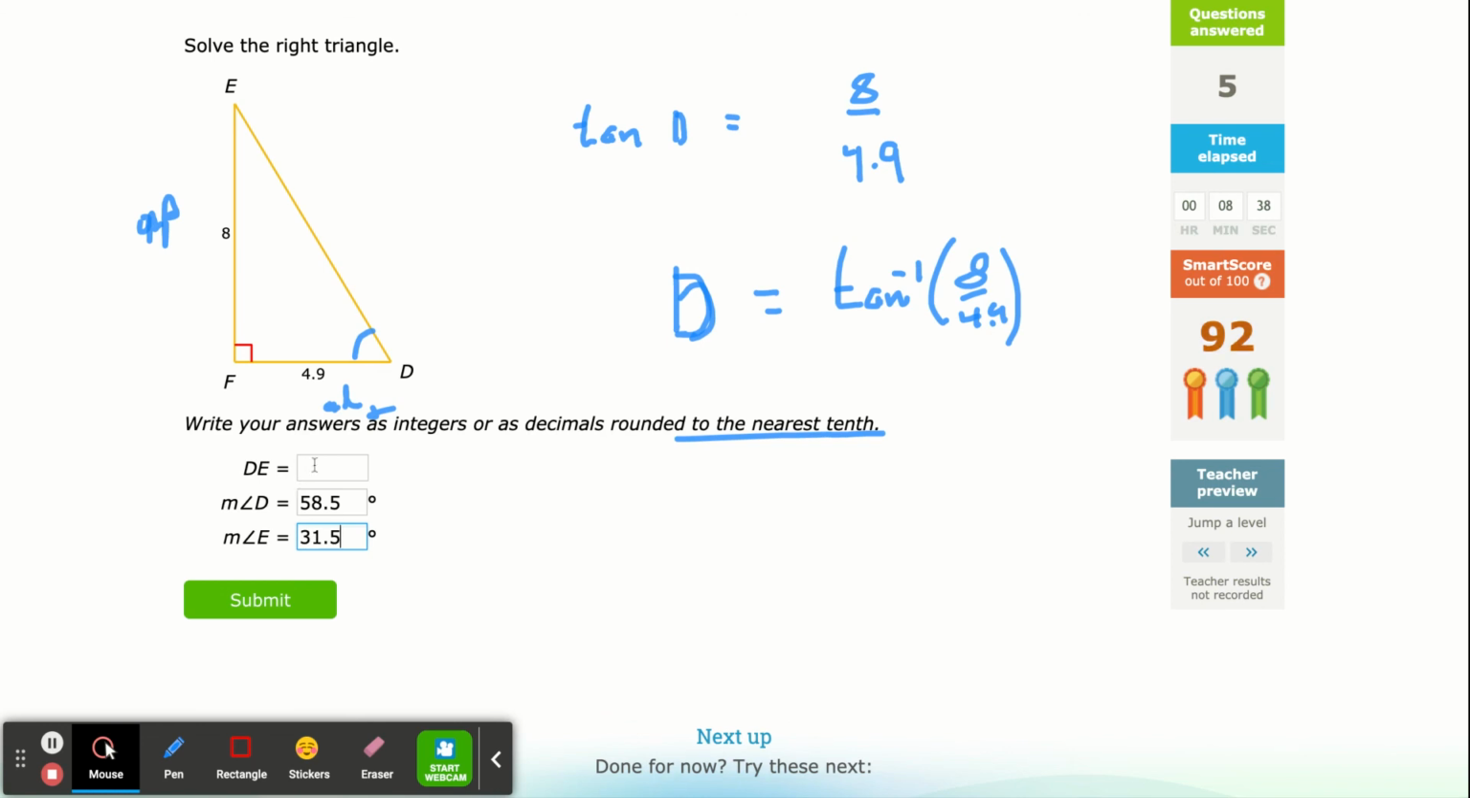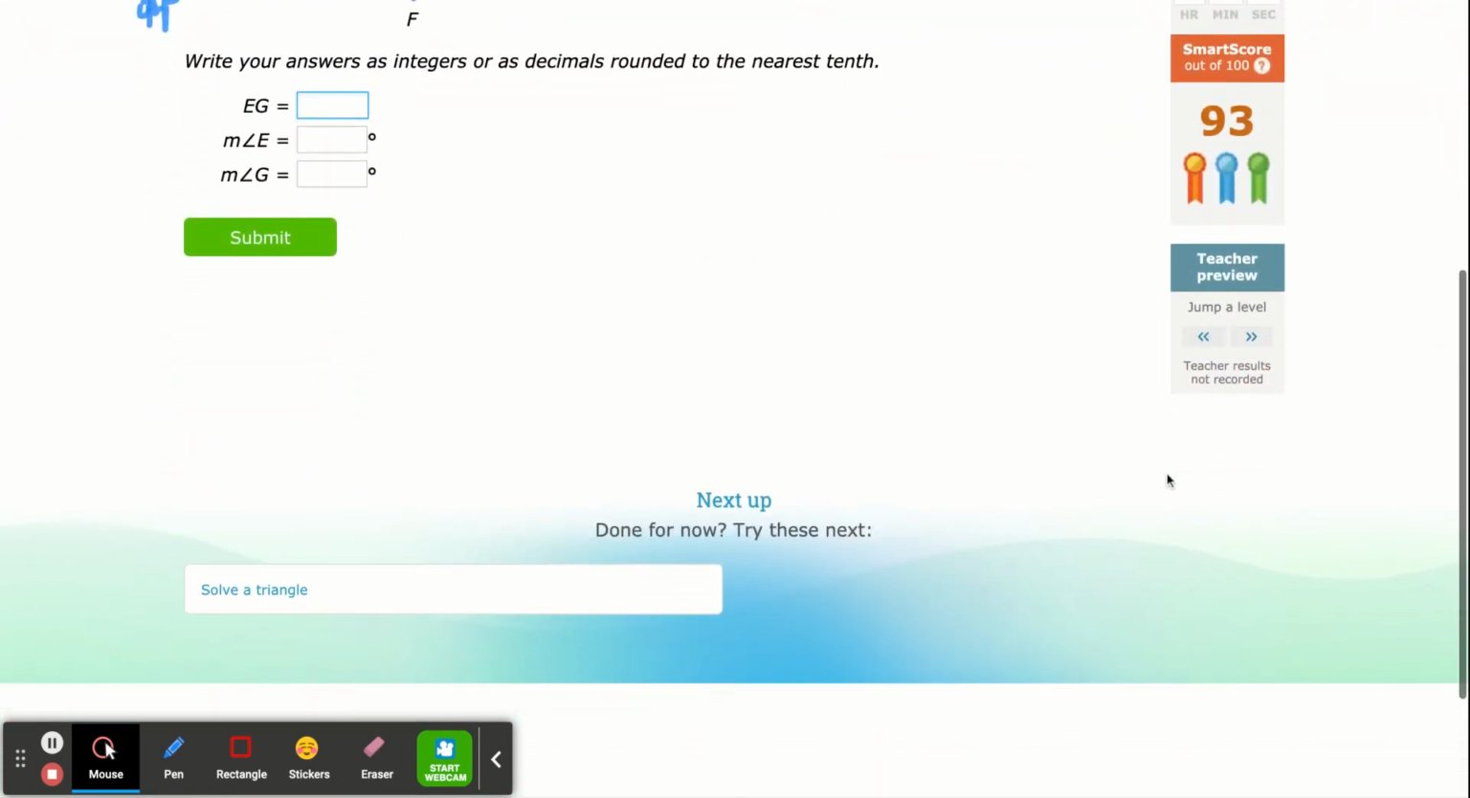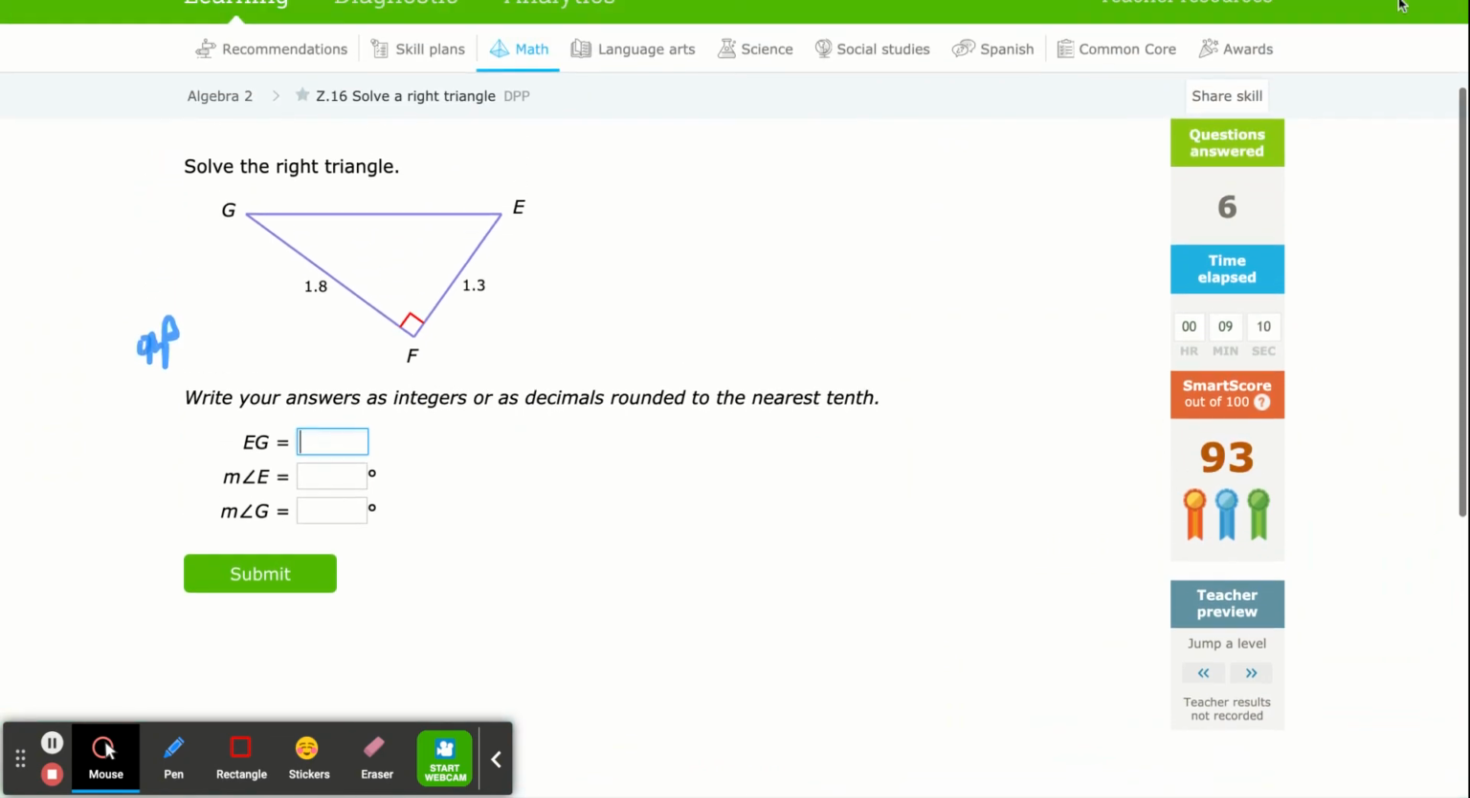Now I can either use Pythagorean's theorem or I can use one of the other trig functions to find the hypotenuse. I'm going to use Pythagorean's theorem. 8 squared, 64, plus 4.9 squared, well, I don't know what that is, I'm doing that in my calculator. But total, it's 88.01. I square root that 88.01, and I get 9.38. If I'm rounding to the nearest tenth, it is 9.4. So I use Pythagorean's theorem to find the hypotenuse. If you have any questions, please do bring them to class, but hopefully this is pretty straightforward.